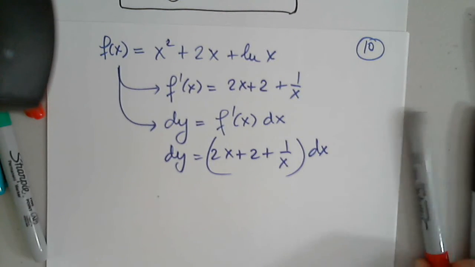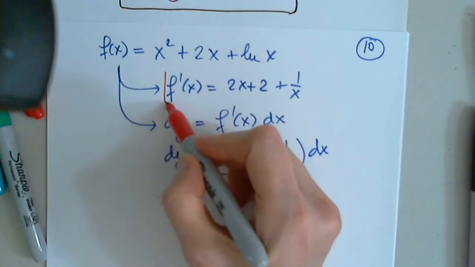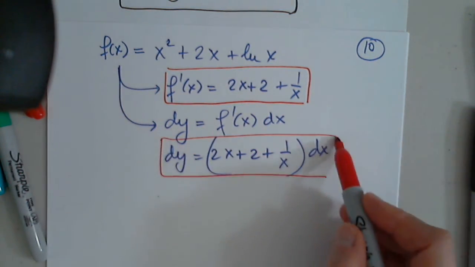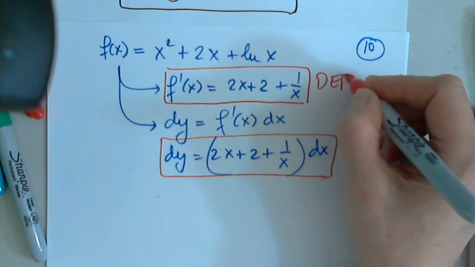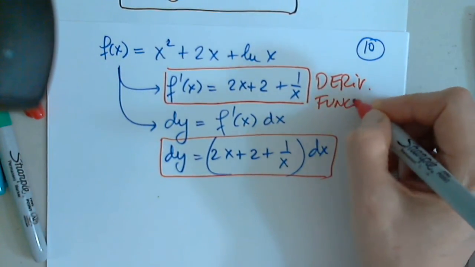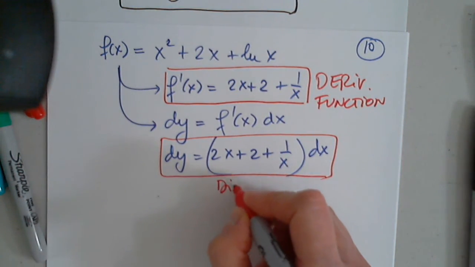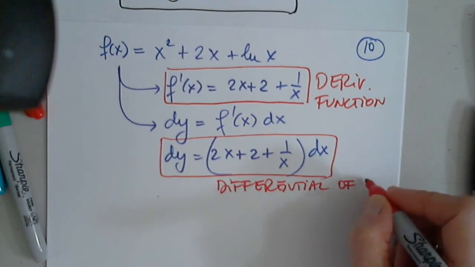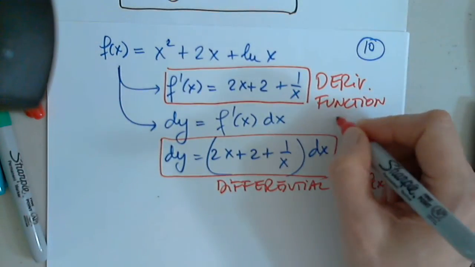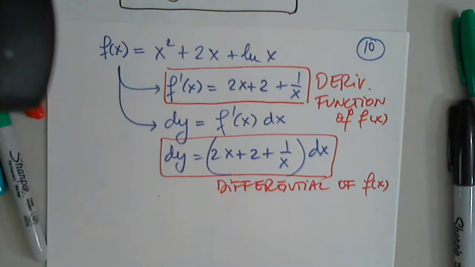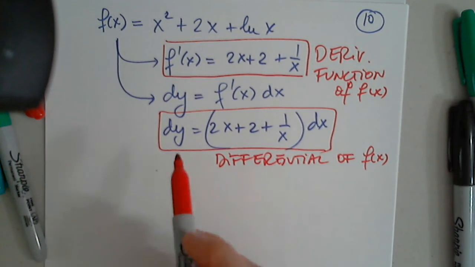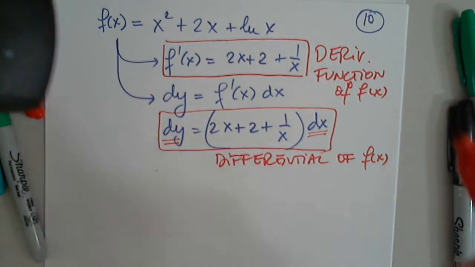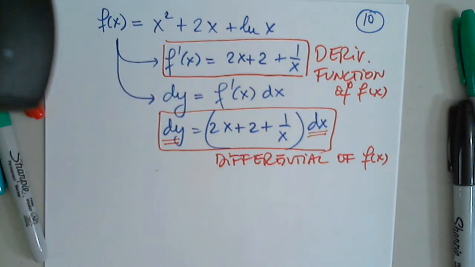I want to make sure that you understand the difference between this and this. This is the derivative function. This is the differential of f of x. Derivative function of f of x. When I'm asked to find the differential, I'm asked to find dy, and it has to be f prime times dx. When I'm asked to find the derivative function, this is it.